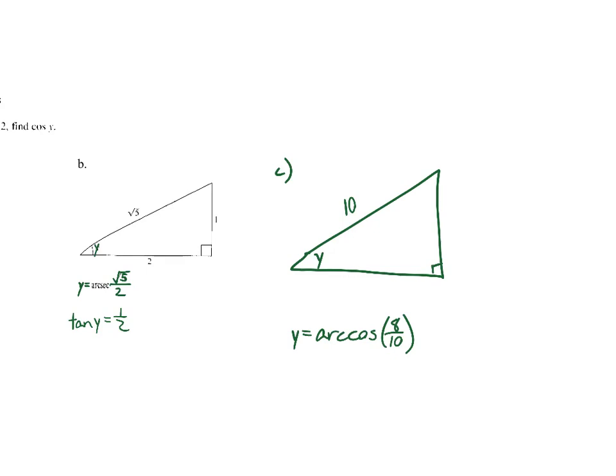Which side would be 8? The right side or the bottom side? It'd be the bottom, okay? Because cosine, we now know cosine of y is 8/10, right? So that's adjacent over hypotenuse. Then we could also figure out, if you recognize it as a 3, 4, 5, that this side over here would have to be 6.